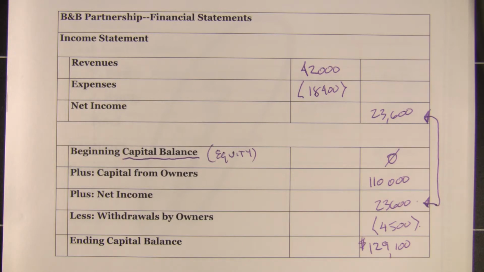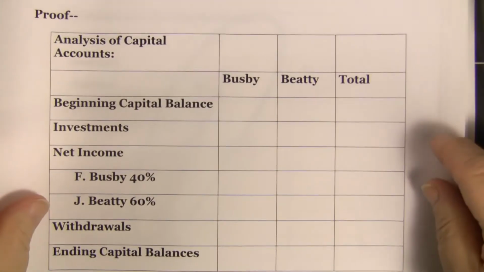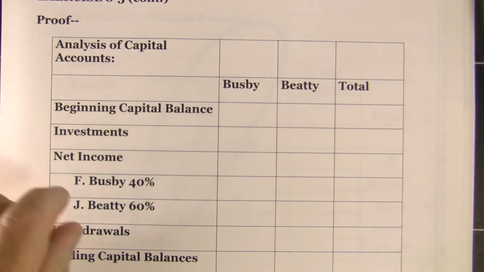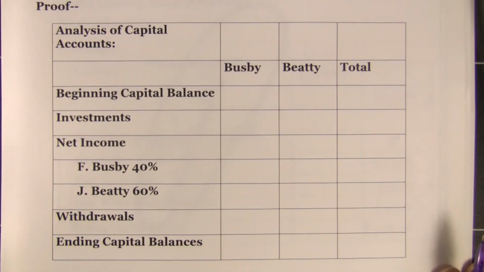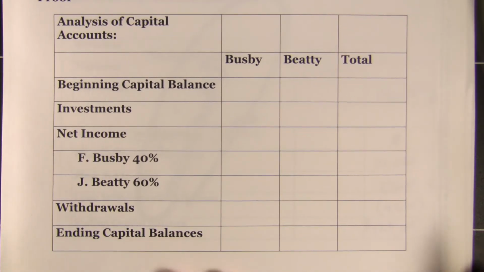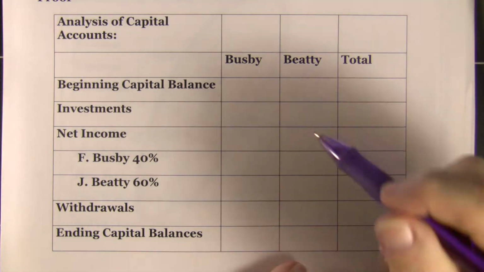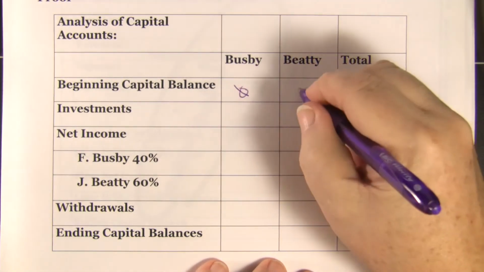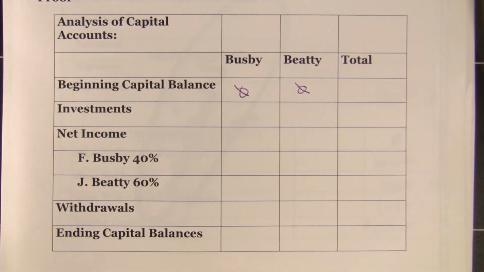Now, if you wanted to, and they don't necessarily ask you to, but I want to show you this just so it helps bring home what's going on here. Let's take a look at their accounts. Now remember, in corporations, you only have one account called retained earnings. Here we have two accounts, one named Busby, one named Beatty. At the beginning of the year, neither Busby nor Beatty owned anything in the company. They hadn't started it yet.